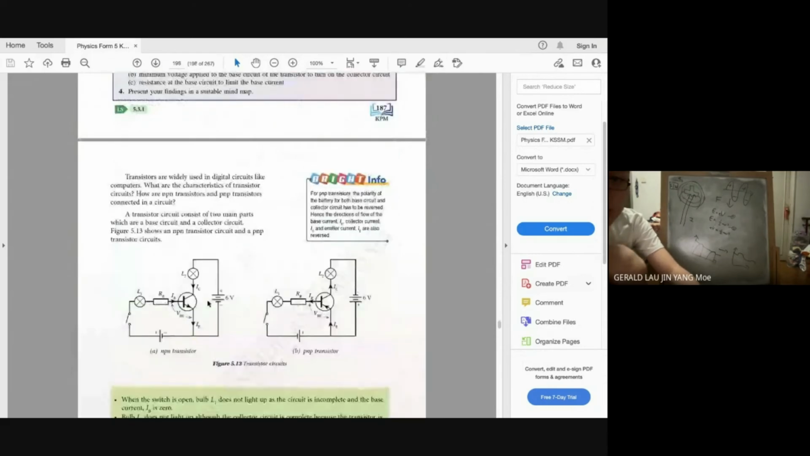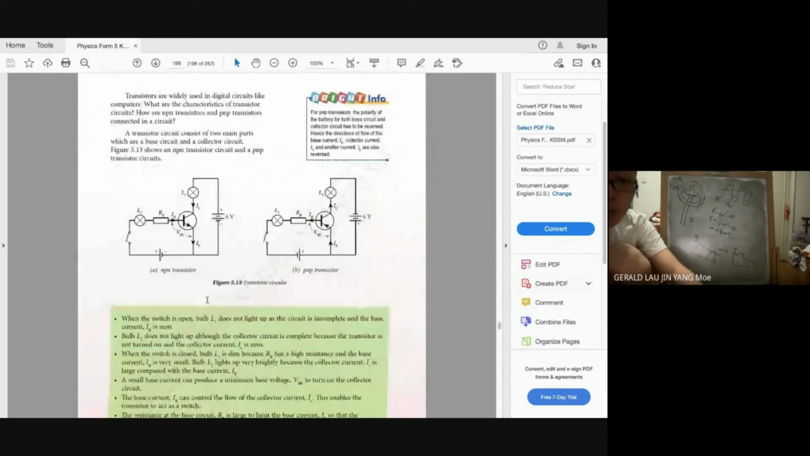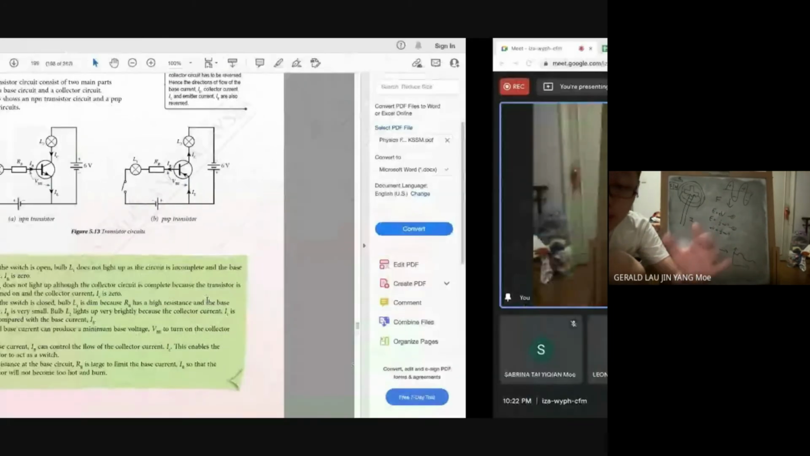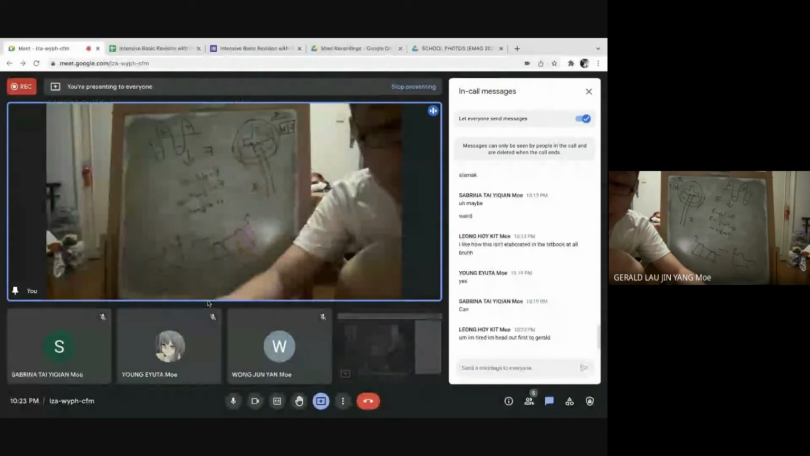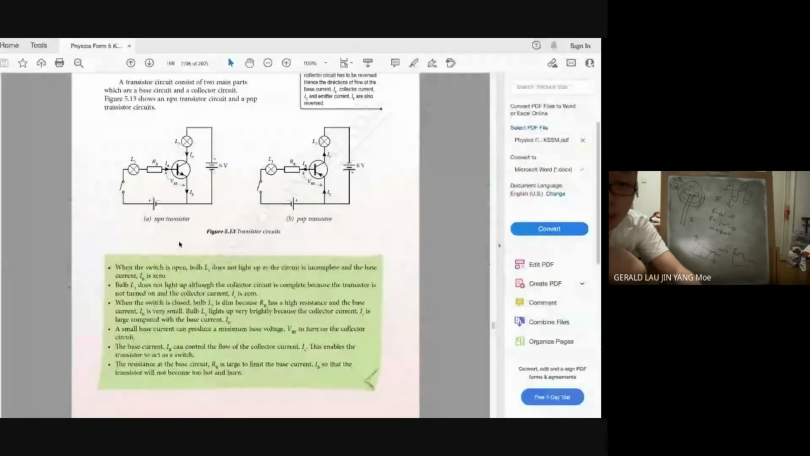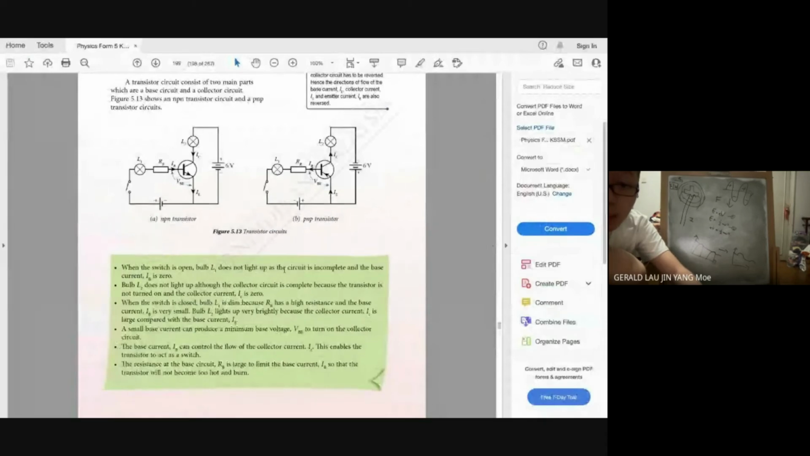Okay. Now, transistor is widely used. Now, what is the function of transistor? Transistor is basically to control the direction of the circuit, whether it will light up or not, based on the resistance. Okay. When the switch is open, bulb L1 does not light up as the circuit is incomplete and the base current is 0.